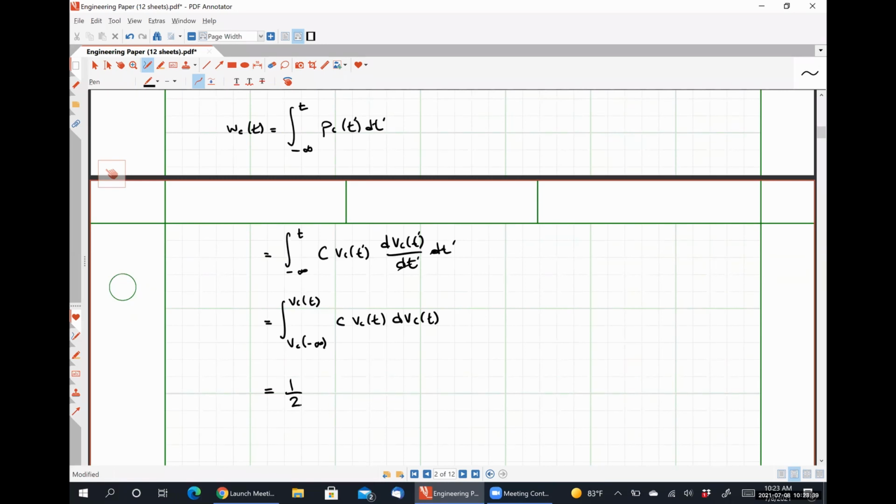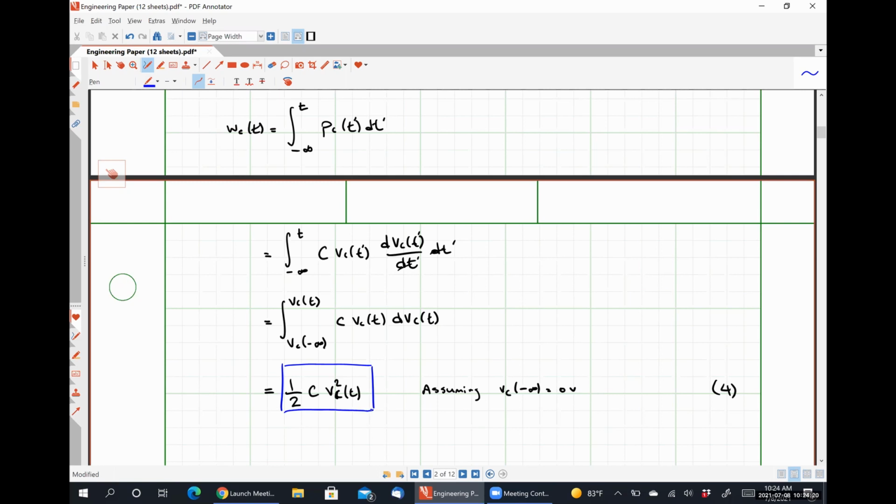which gives us finally 1/2 times the capacitance times the square of the voltage, where we're assuming V_C at negative infinity is equal to 0 volts. So our power equation gives us this energy equation.